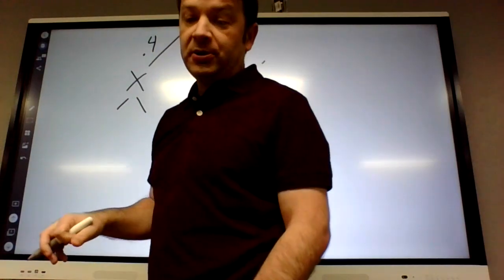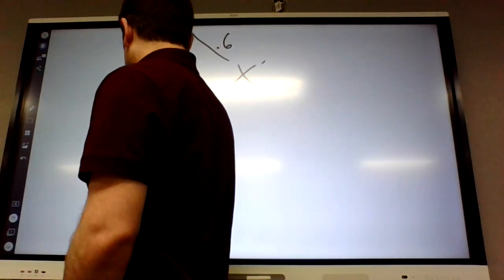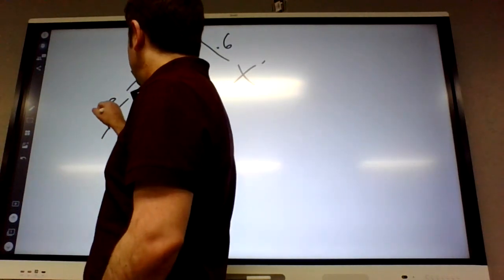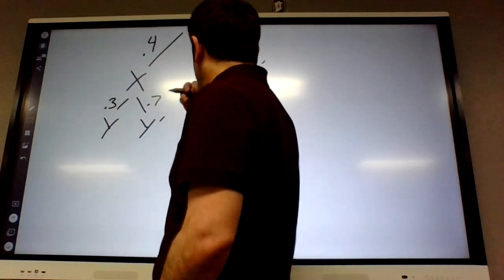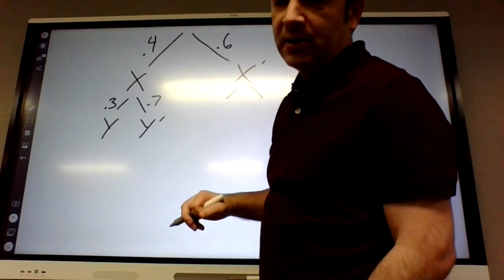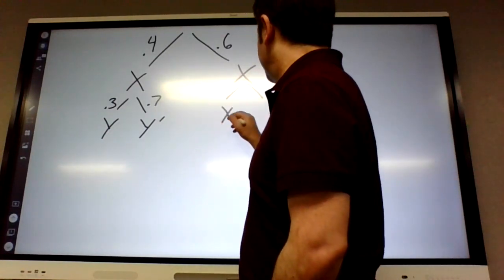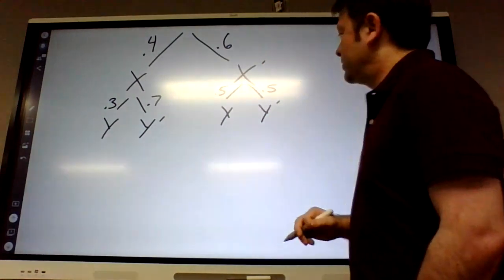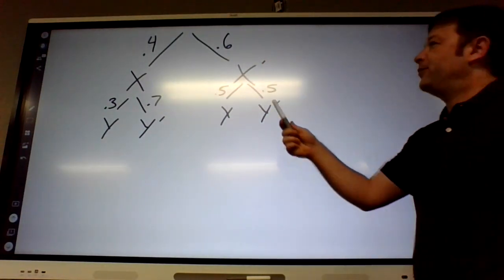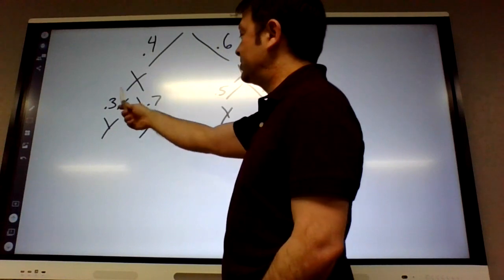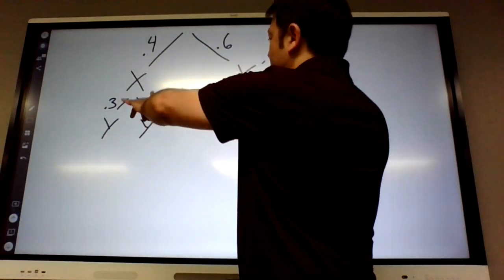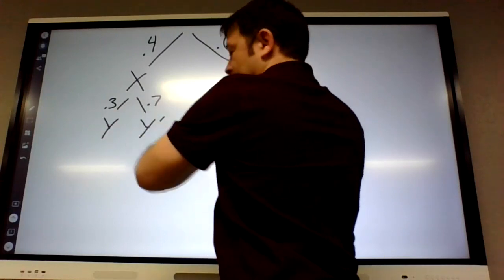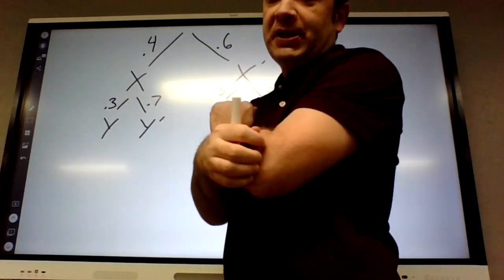And then down below it says Y and Y prime. That's a 0.3, so that means this would be a 0.7. And this one over here is 0.5, so it's 0.5, 0.5. So it's kind of like a 40% chance, 60% chance, 30%. Depending on which branch it goes down on the first one, the odds for the second one change. Okay, so that's one thing that's kind of new.